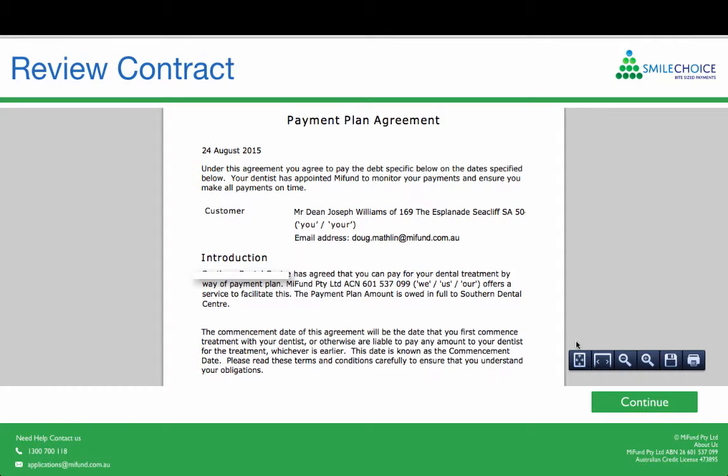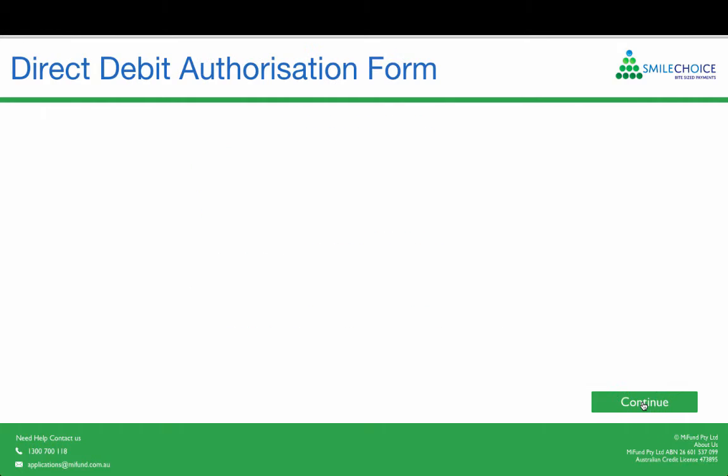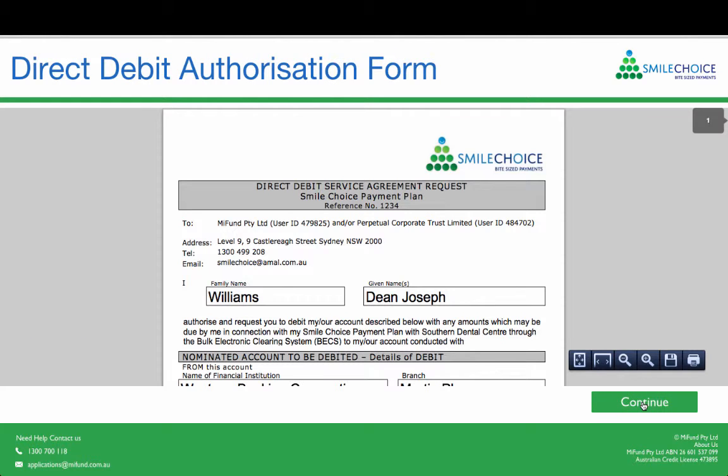The patient will then need to read through the payment plan agreement, and if everything is correct, click on Continue. A copy of this is emailed to the patient, but can also be printed from this point. The patient then simply reads to confirm that all the information in the direct debit form are correct.